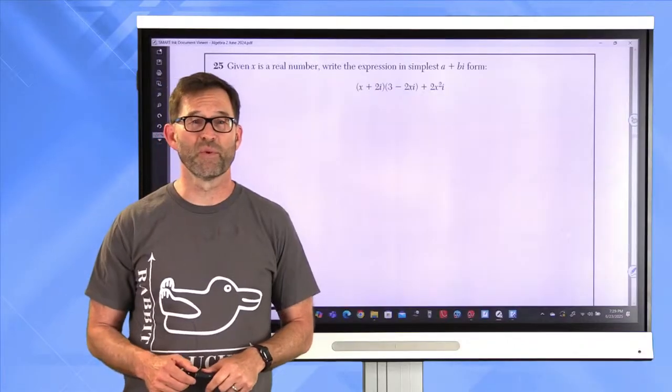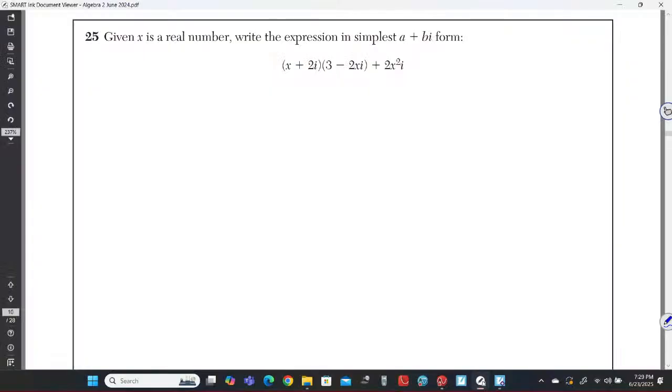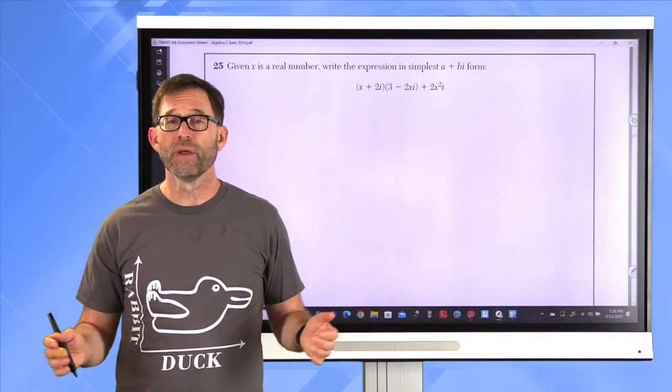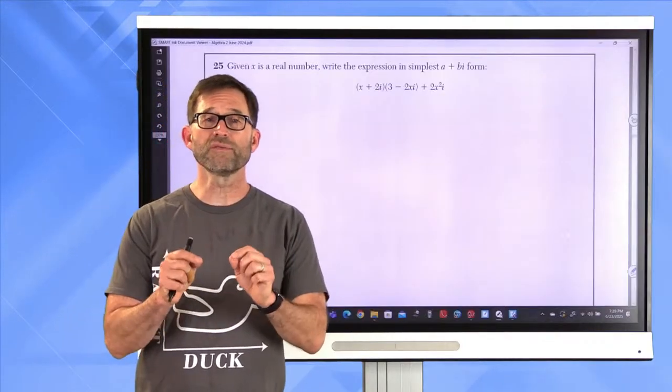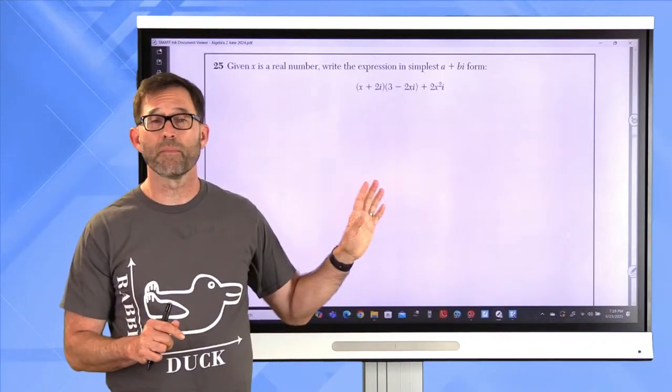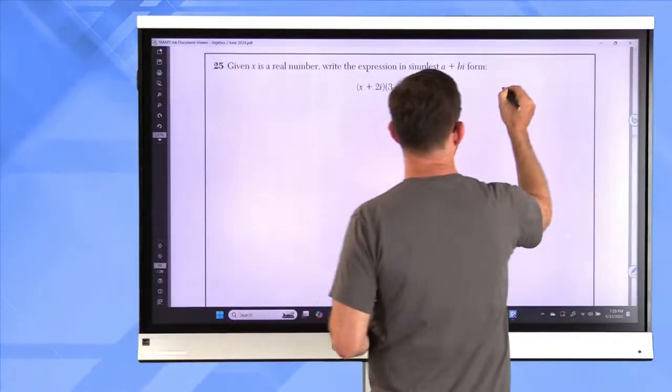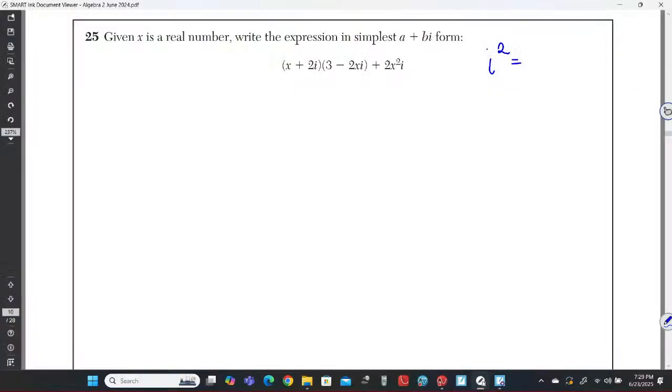Let's take a look at problem 25. Given x is a real number, write the expression in simplest a plus bi form. All right, so x is a real number. We assume that i is the imaginary unit, and the most important thing to know when you're dealing with a problem like this is the fact that i squared is equal to -1.